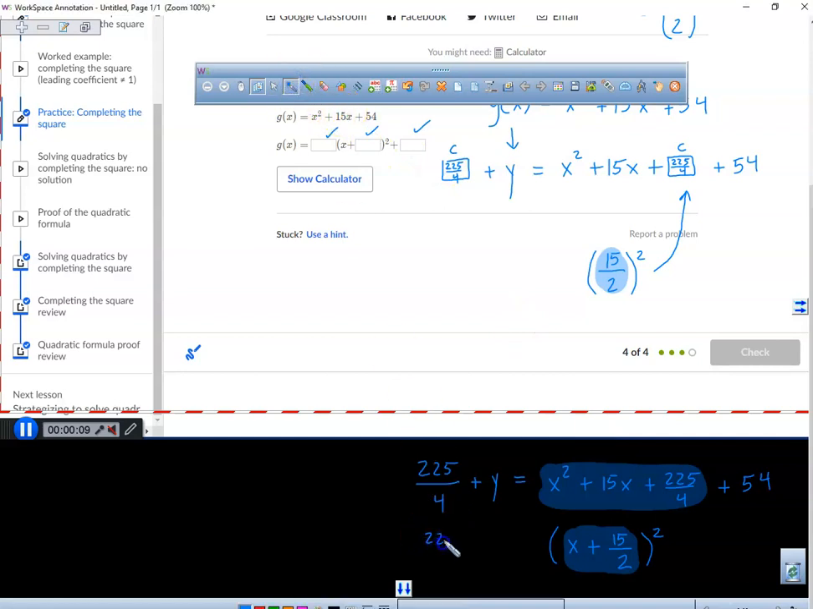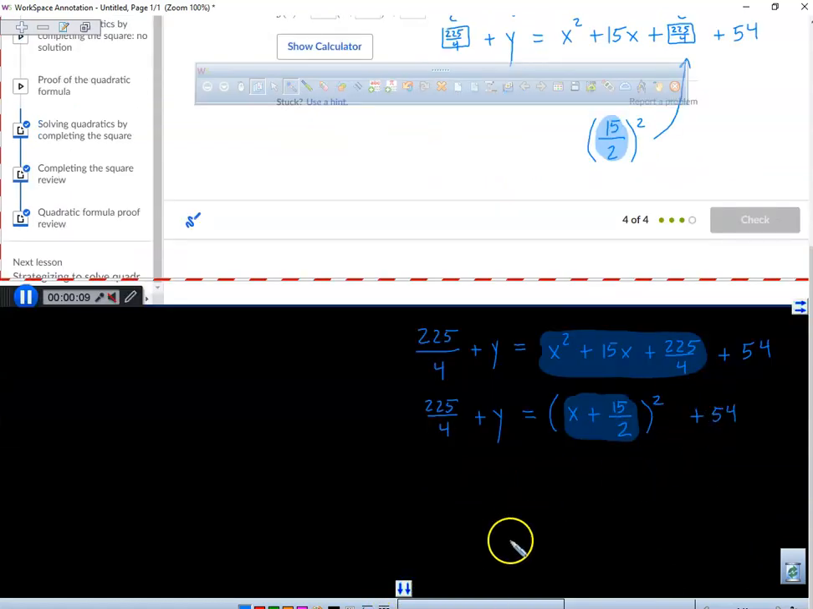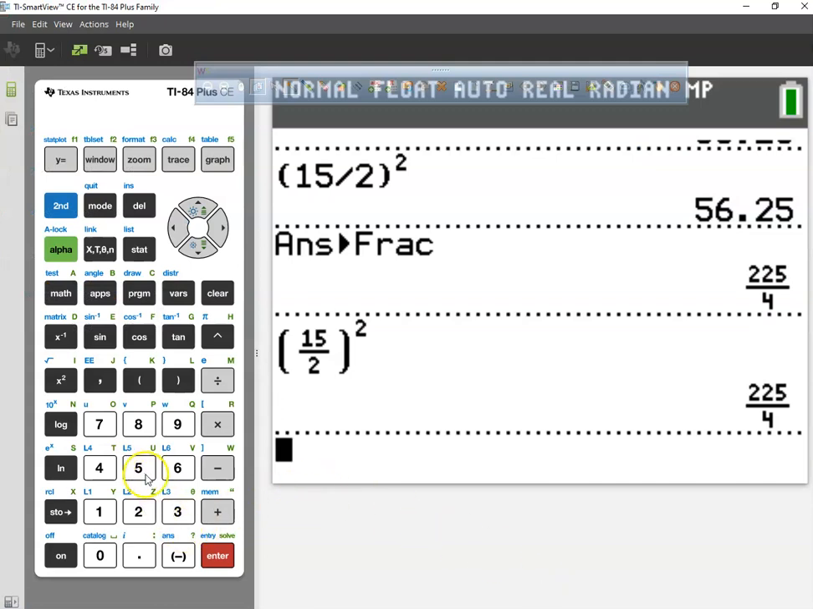So now we have what? 225 over 4 plus y equals this plus 54. So we have literally one last step. One final step. All we have to do to both sides is simply take away this 225 over 4, which is 56.25 on both sides. Now, I'm not expecting you to be able to just do that in your head. You can use your calculator. Just do 54, take away. I'm just going to grab it right there. See?